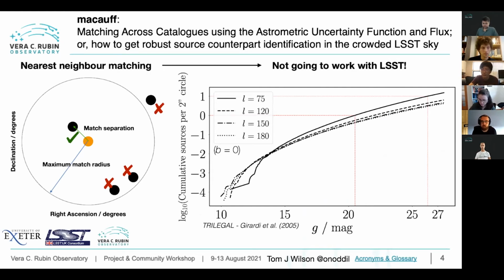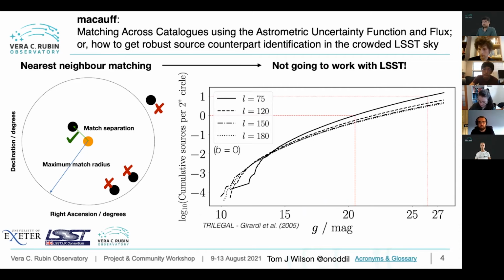Okay. Hello, everybody. My name is Tom Wilson, and today I'd like to talk to you about our catalog cross-matching service, which we're providing through the LSST UK consortium, macauff. Now, I imagine most of you are planning to use some other data in conjunction with Rubin Observatory's LSST to do your science, whatever it might be.